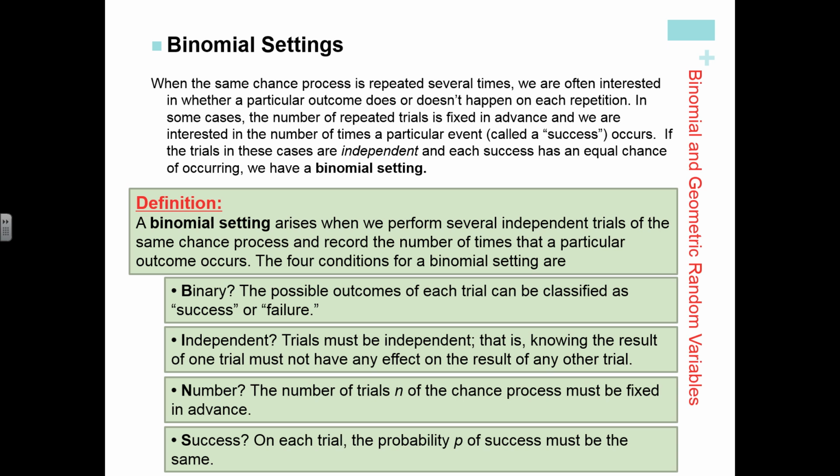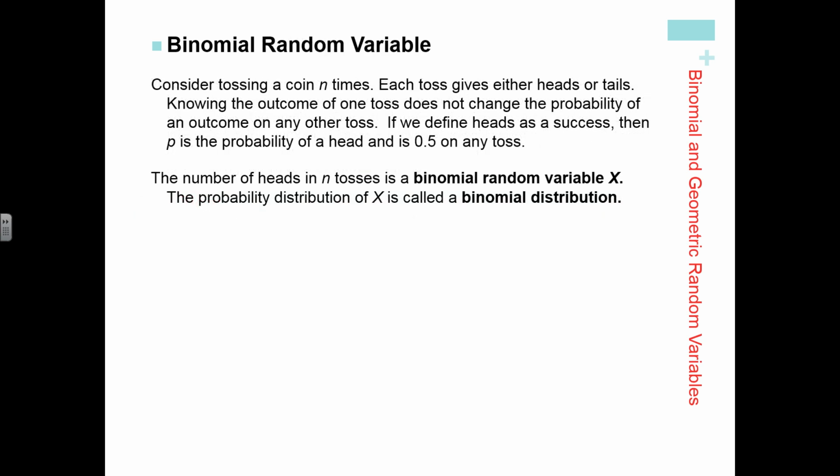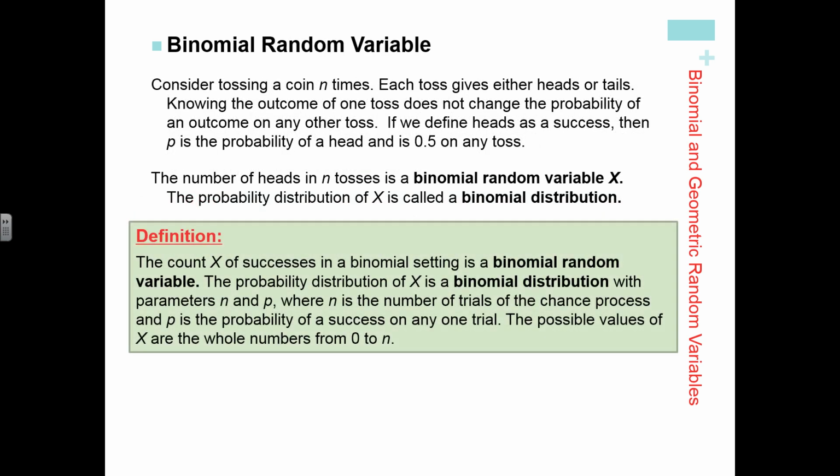Now the way you want to remember this is through BINS: binary, independent, number, success. You'll check this for each situation that you feel in your heart is binomial, or if I tell you it's binomial, you'll check BINS first to ensure that it's actually binomial. So a binomial random variable happens when you have two outcomes, success or failure. Your probability distribution is now called the binomial distribution.